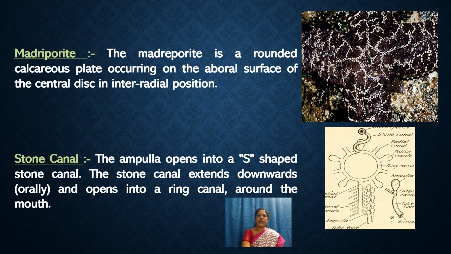In embryonic stages and young Asterias, the stone canal remains a simple tube, but in adult Asterias, the lumen of the stone canal possesses a prominent ridge with two spirally rolled lamellae.